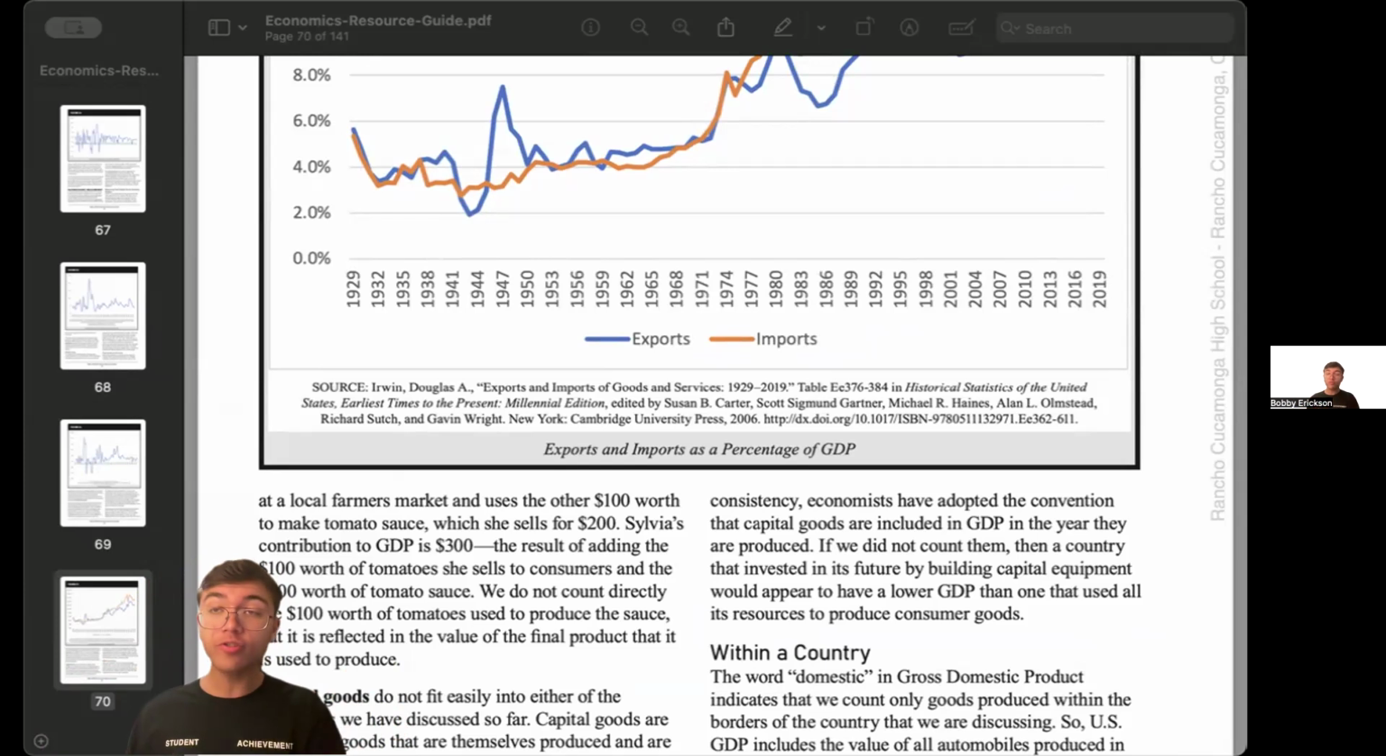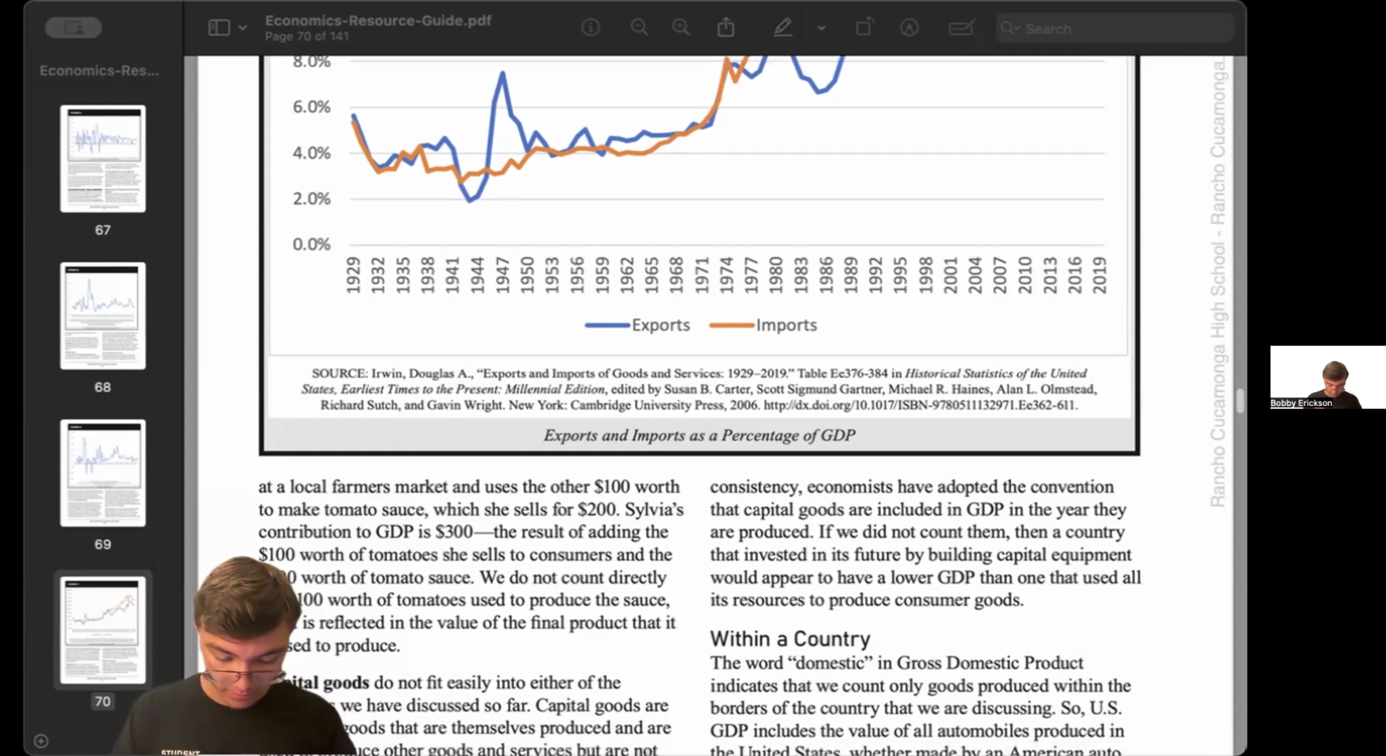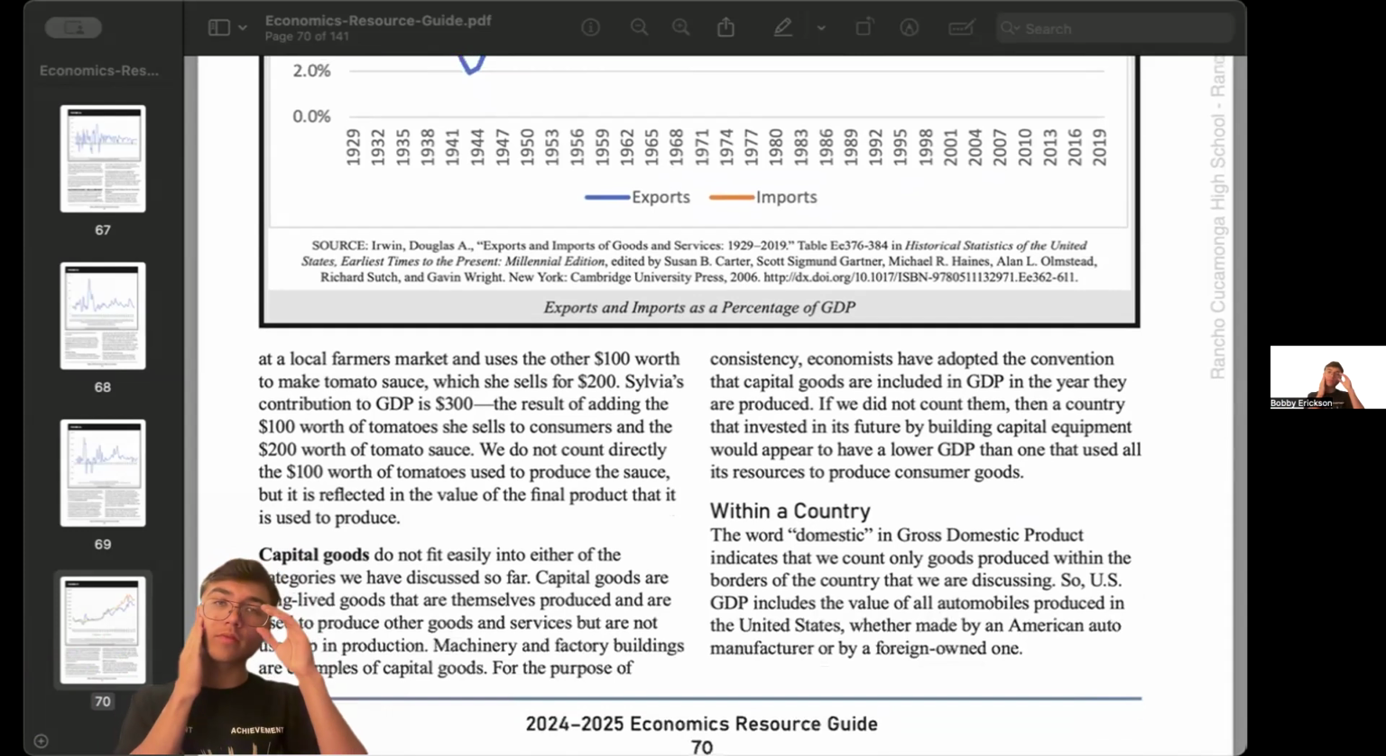But then the other $100 of that goes towards producing the tomato sauce, which is worth $200. So we then add the $100 worth of the final good of tomatoes and $200 worth of the final good of tomato sauce. And so we get $300 in total GDP. And we don't count that extra $100 that went towards the tomato sauce, because in that case, the tomatoes would be an intermediate good to the tomato sauce.